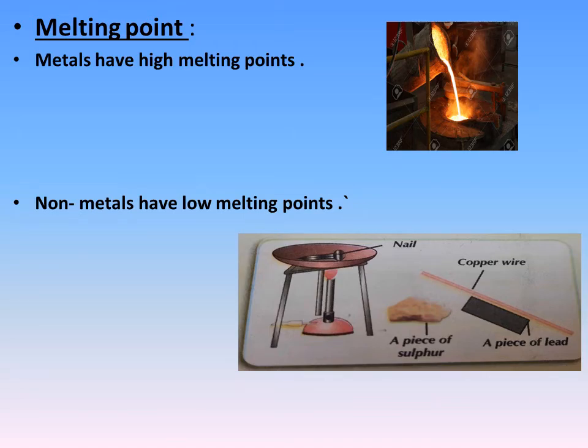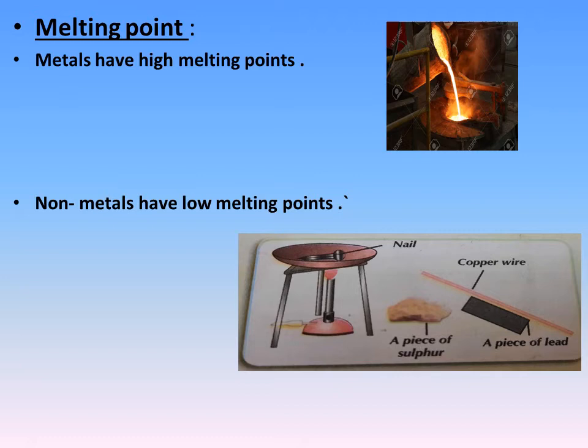Melting points. Metals have high melting points. Non-metals have low melting points. Look at this picture. We have a nail, a copper wire, a piece of lead, a piece of sulfur, and we have a stand and a flame.